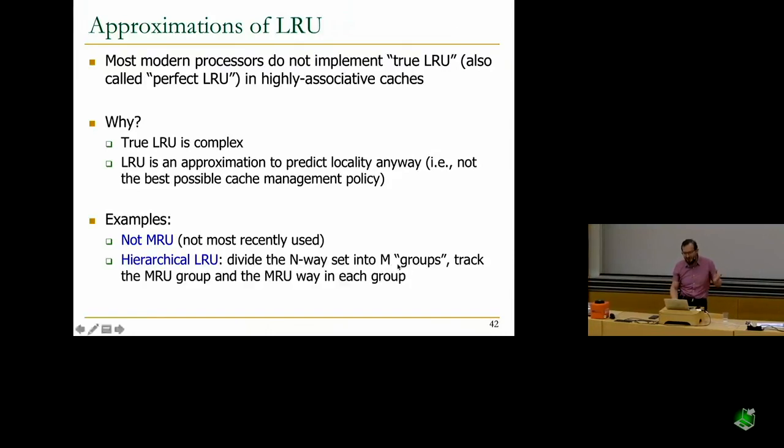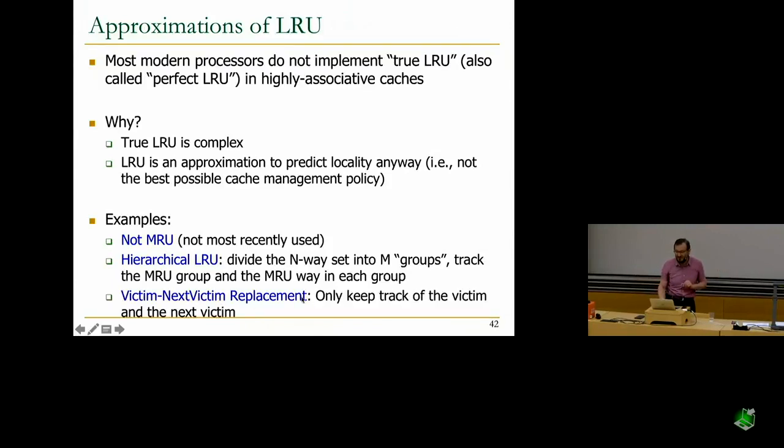Or they use hierarchical LRU, which I'm not going to go into. Basically, divide the N-way set into M groups and track the MRU group and the MRU way in each group. This is a little bit more information than not MRU, so hopefully you do better. But it's not as much information as perfect LRU ordering. Or they use something like victim, next victim replacement. They only keep track of the victim and the next victim, most recently used and next most recently used, basically.